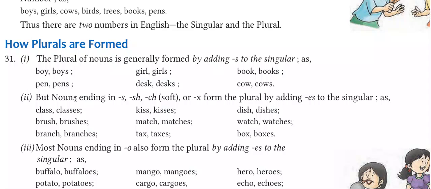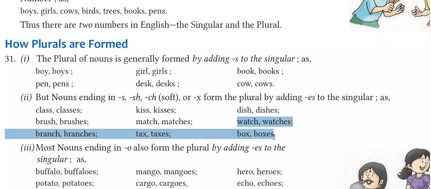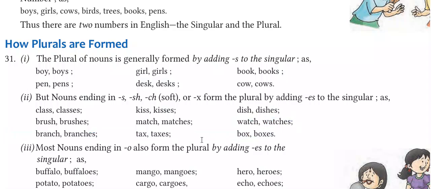The second rule: nouns ending in s, sh, ch or x form the plural by adding es to the singular. How? Like class becomes classes, brush becomes brushes, match becomes matches, watch becomes watches, box becomes boxes. So this is the second rule. Whenever there is s, sh, ch or x, the plural will be made by adding es to the singular.